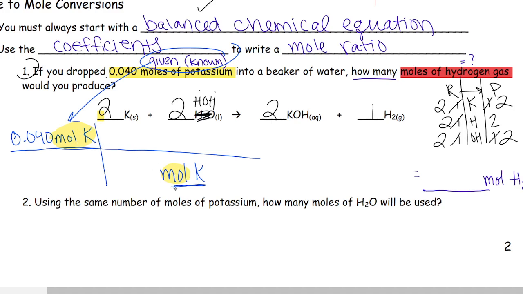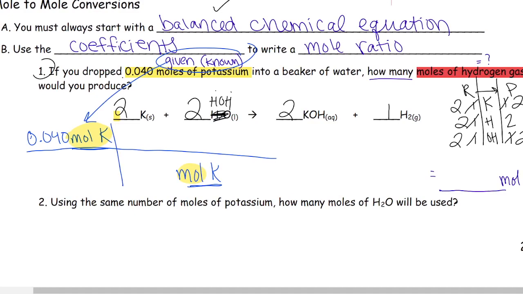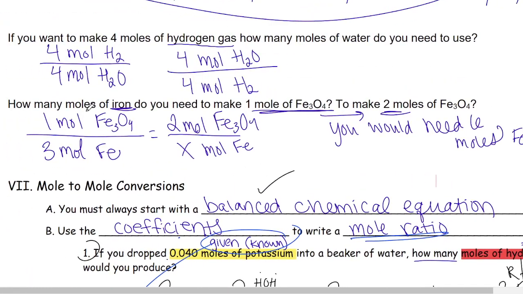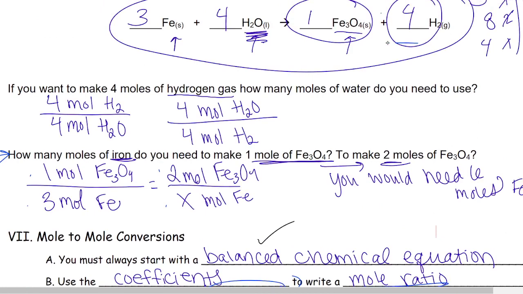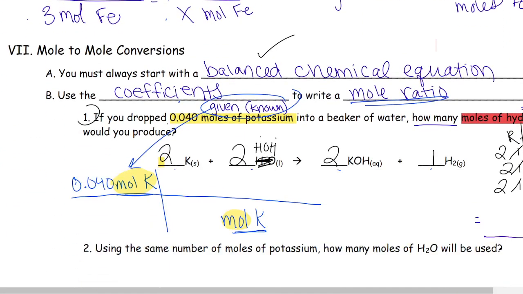And then once you have moles of potassium, you can use moles to write a mole ratio based on the coefficients in your balanced chemical equation. So just like the same thing we were doing up here, where we just pulled mole ratios from our balanced chemical equation, we do the same thing down here. The only difference is that now we have kind of a funky number.